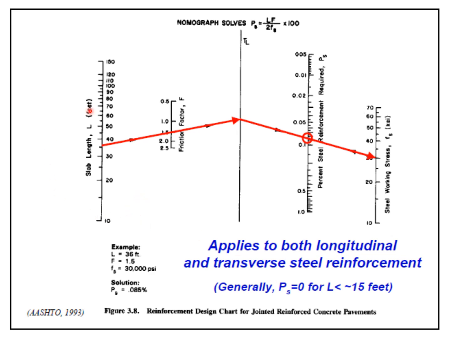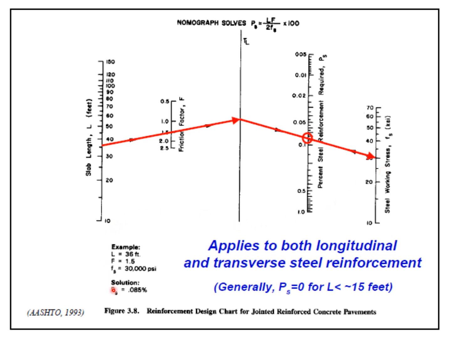Well, if you just look at this nomograph, this bar is representing the slab length L in feet. This one is the friction factor F. This is the turning line, and you can see that this bar is meant for the percent steel reinforcement required, that is capital P sub S, and this bar is meant for steel working stress F sub S, that is in KSF.